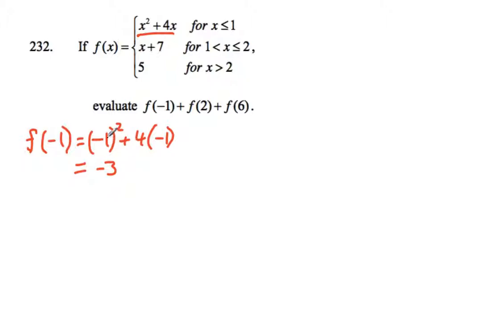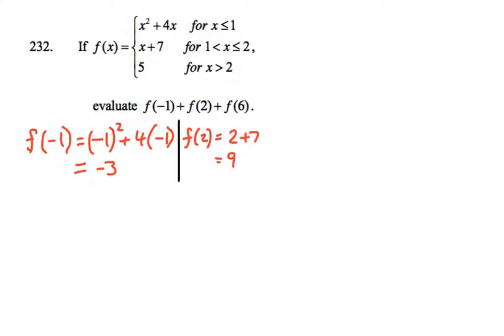Now minus 1 squared is 1, minus 1 times minus 1, minus times a minus makes a plus. 4 lots of minus 1 is minus 4. So we get a 1 for the top bit, plus a minus 4. So that ends up being minus 3 for that section.